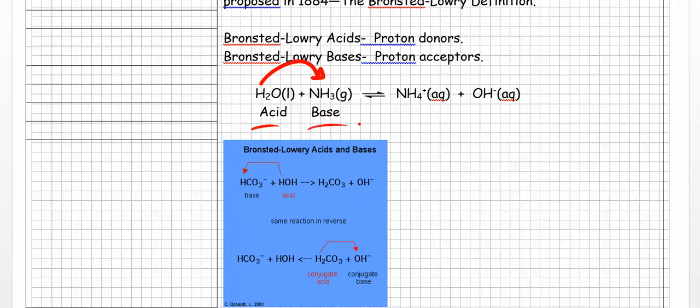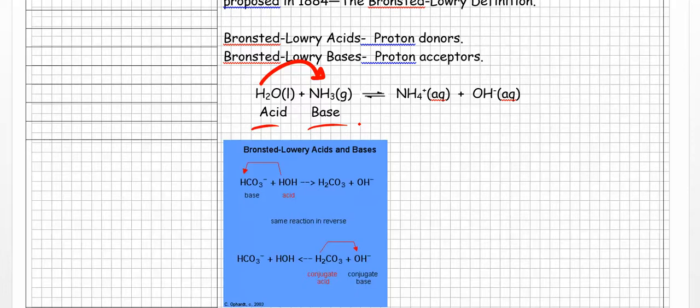Now you might be thinking, wait a minute, I thought water was neutral. I thought water was neither an acid nor a base. Well, as it turns out, water is something called amphoteric. That means it can be acid or it can be base. And now you know, okay?